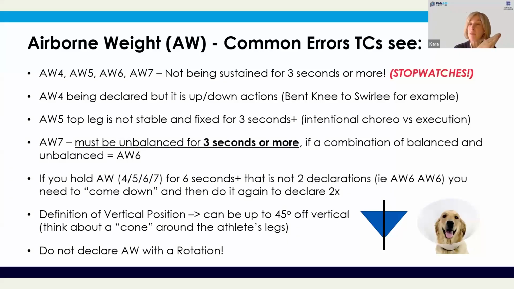Unbalanced, you need to stay unbalanced for the 3 seconds or more. So if it's a combination of being balanced and unbalanced, then you'd want to declare airborne weight 6. In 7, you're unbalanced for the entire time. And note that if you're going to do airborne weight for 6 seconds, that's not 2 declarations. You'd have to come down or come out of the cone to then separate if you'd want to have 2 of them. Remember your cone of goodness of where you need to be to count for airborne weight, because you need to be up. That's why it's airborne weight, because we're looking for things that are up in the cone.